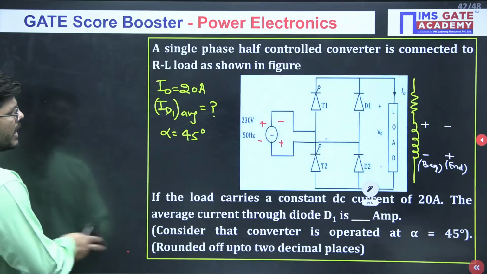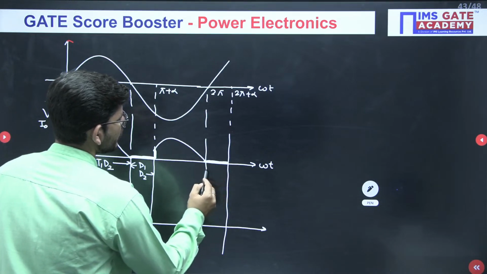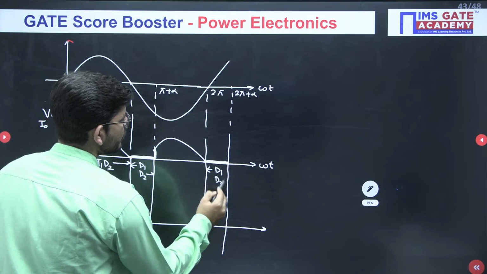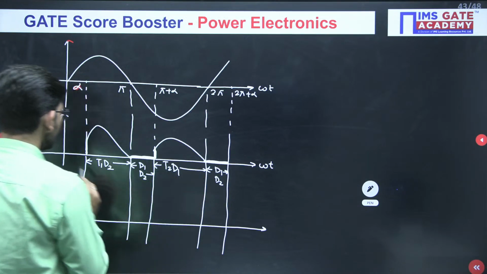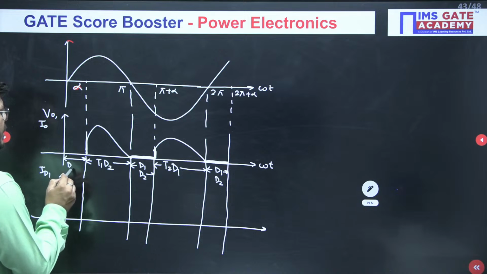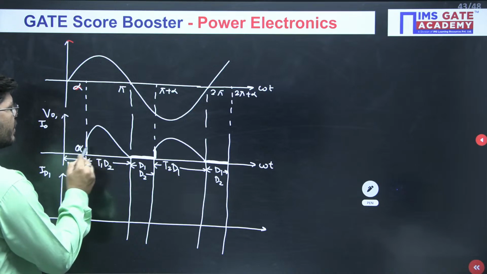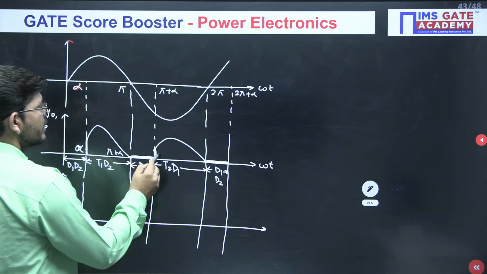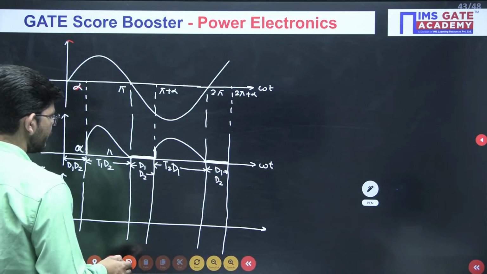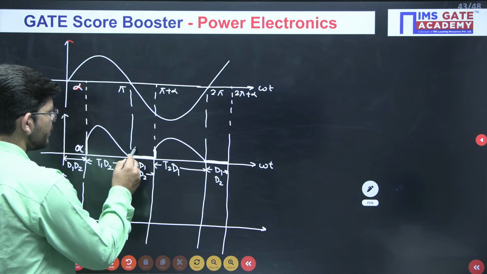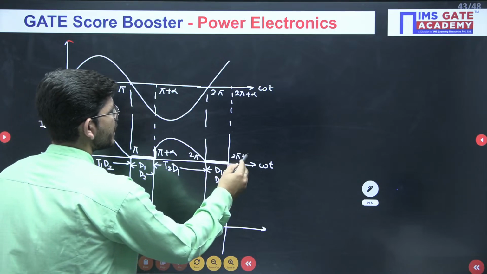So again what will happen? Again we will be having here D1, D2 which will be conducting. Okay. So again just see, D1 and D2 they are conducting. Here which switch has conducted? T2 and D1. Similarly we can write here that D1 and D2 are conducting following this scenario. So this is alpha, this is pi, this is pi plus alpha, this is 2 pi and this is 2 pi plus alpha.